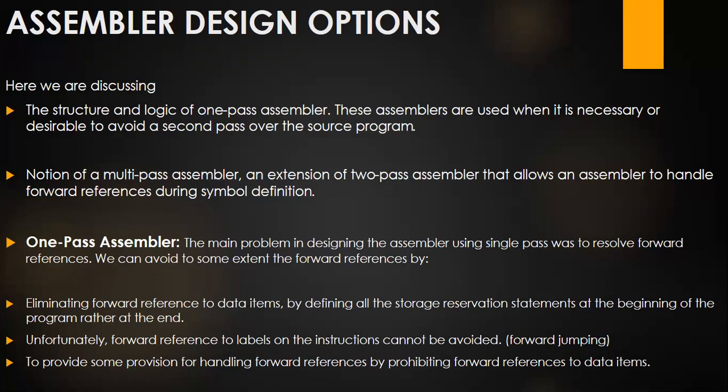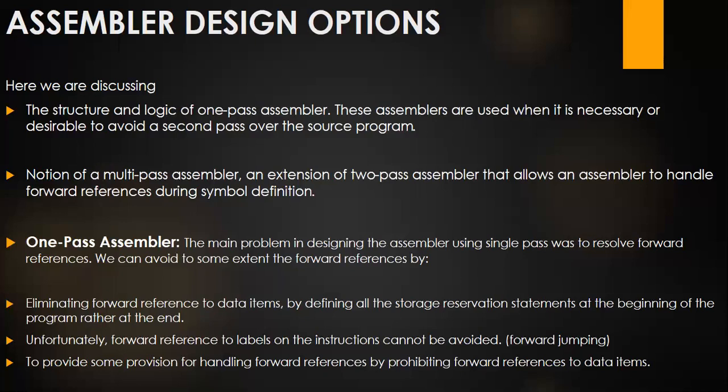So now here we need to chalk out what our main target is, what this discussion of assembler design options is targeting. Here we are discussing the structure and logic of one-pass assembler: what exactly the internal structure of a one-pass assembler is, how it is going to operate, and on what logic it is going to operate. These assemblers are used when it is necessary or desirable to avoid a second pass over the source program.